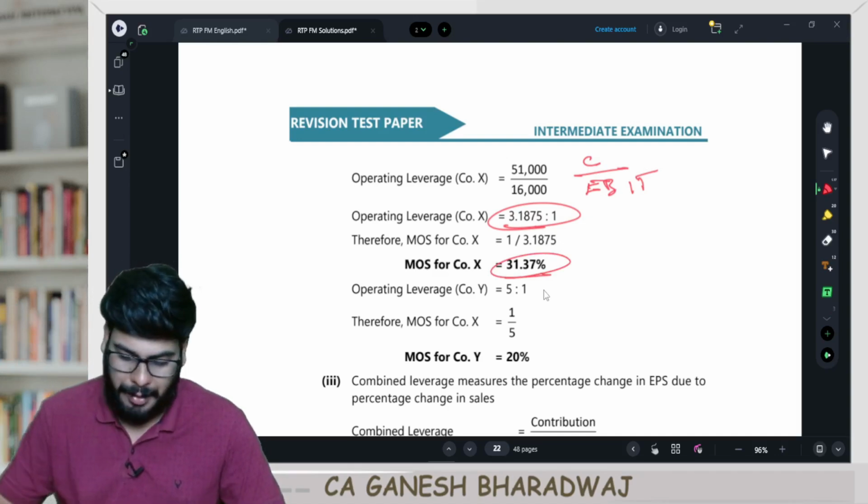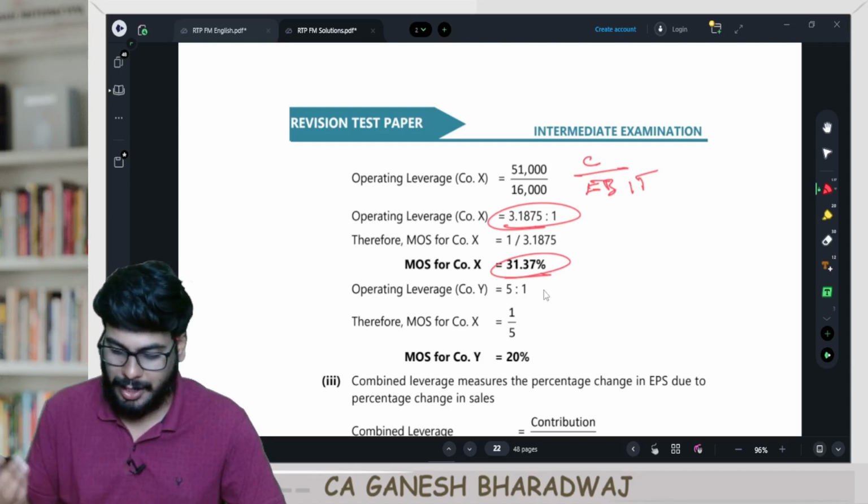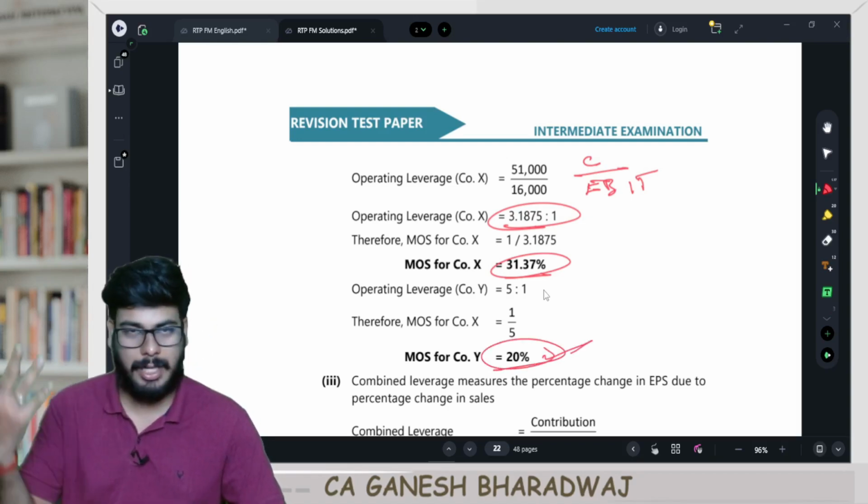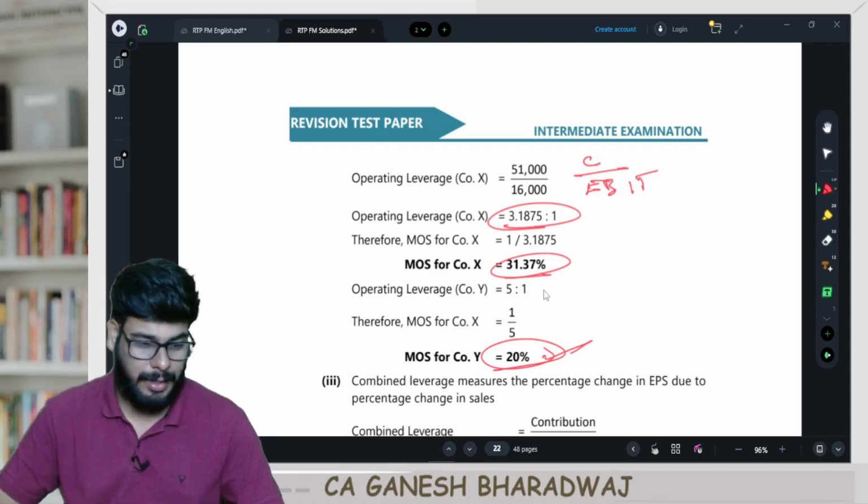Company Y is going to be 5:1. Again, it's given in the question, so you need not calculate ideally. So 5:1 is the operating leverage. So 1 by 5 is going to be 20%. Are you clear with this? With this, the second part of the question is also over.